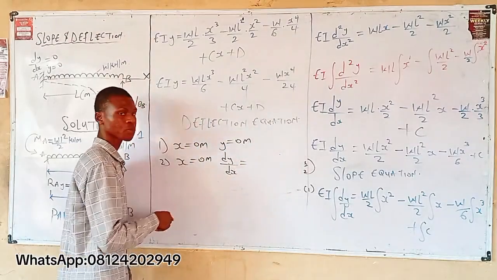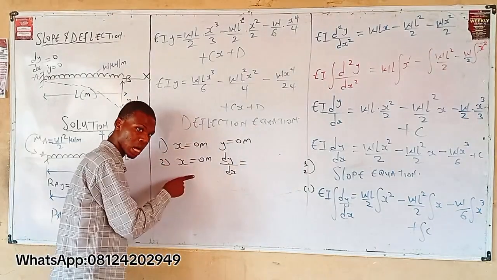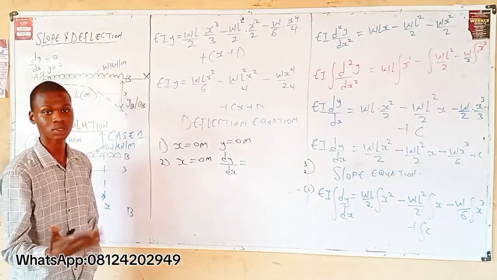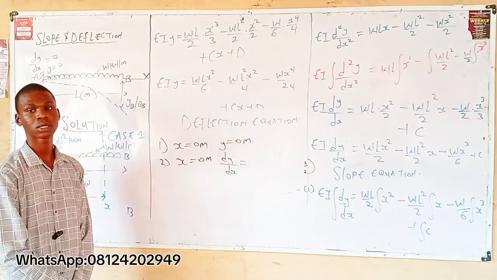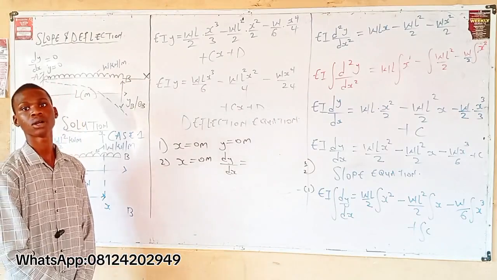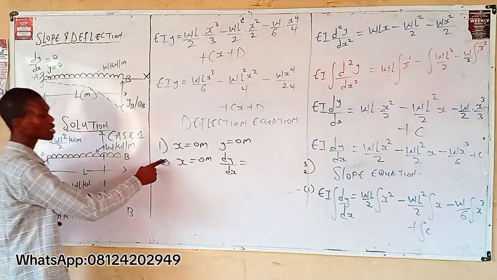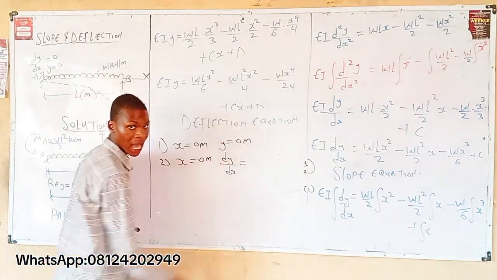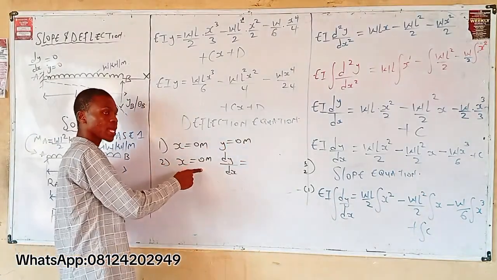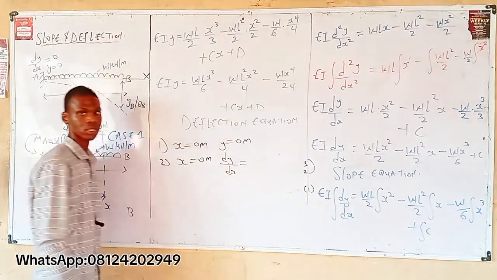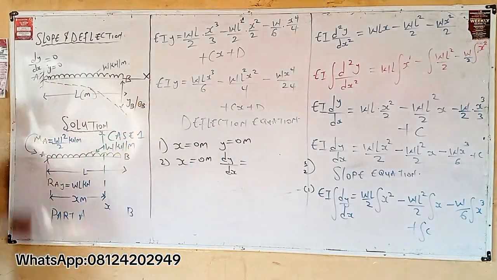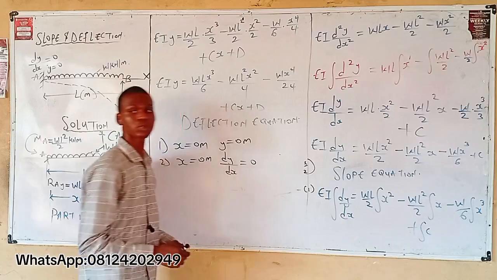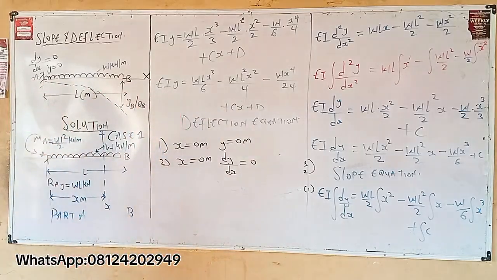Now, second boundary condition. When x is equals to 0 meter, what's the dy/dx? Check your beam. The dy/dx meaning slope. It is 0. From here, when x equals 0 meter, y meaning the deflection is equals to 0 meter. And at that same x, when x is 0 meter, the dy/dx meaning the slope is 0. So this is what you'll be substituting into your slope and deflection equation.